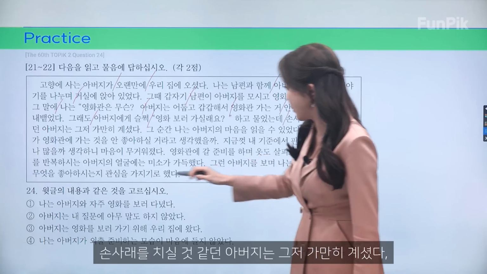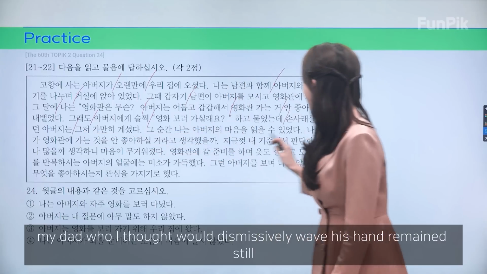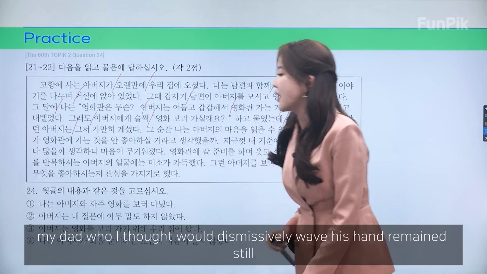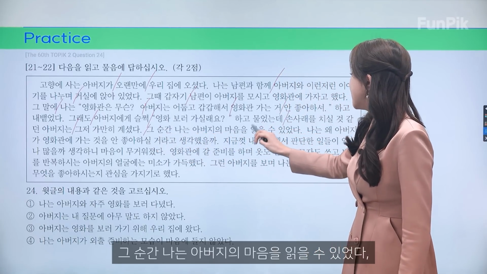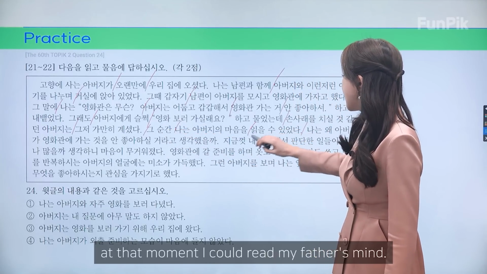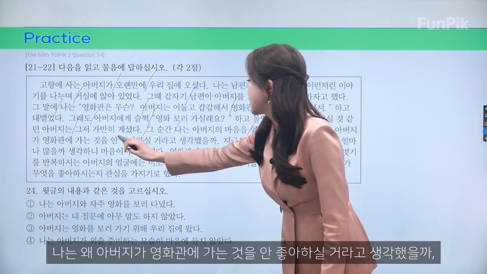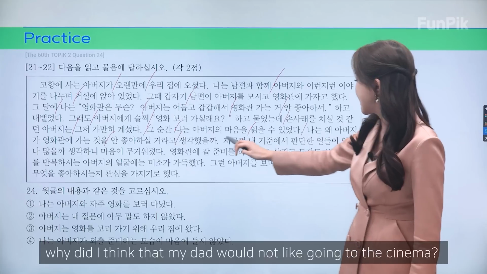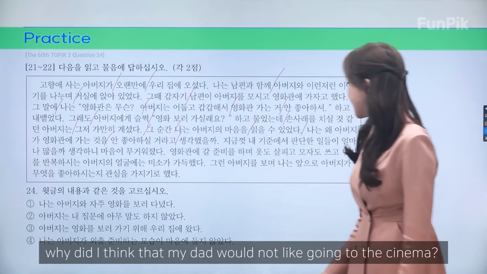손사래를 치실 것 같던 아버지는 그저 가만히 계셨다. My dad, who I thought would dismissively wave his hand, remained still. 그 순간 나는 아버지의 마음을 읽을 수 있었다. At that moment, I could read my father's mind. 나는 왜 아버지가 영화관에 가는 것을 안 좋아하실 거라고 생각했을까? Why did I think that my dad would not like going to the cinema?